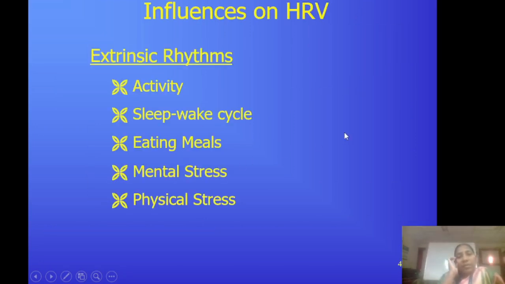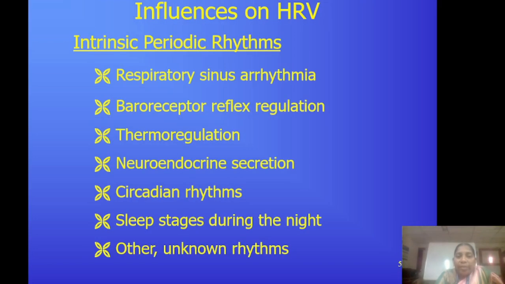So, what are the factors which influence the heart rate variability? One is extrinsic rhythms, another is intrinsic factors. The extrinsic rhythms are activity, the sleep-wake cycle, food habits, that is, eating meals, mental stress, or physical stress. These are the factors which influence the heart rate variability.